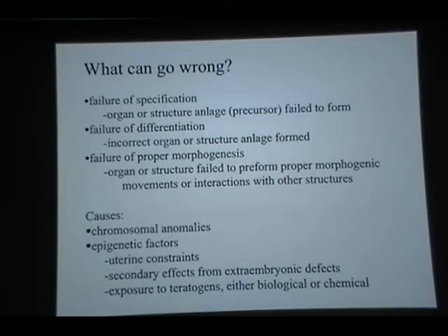A failure of differentiation may be that the structure tries to form, but it forms incorrectly. It forms the wrong type of tissue. It forms the wrong type of cells that are associated with it.